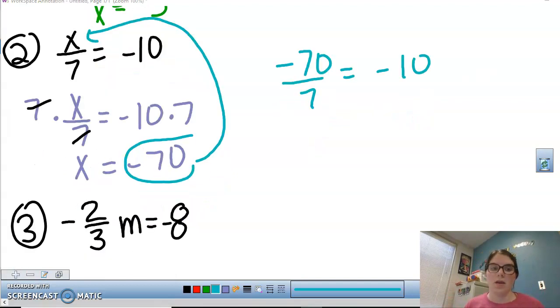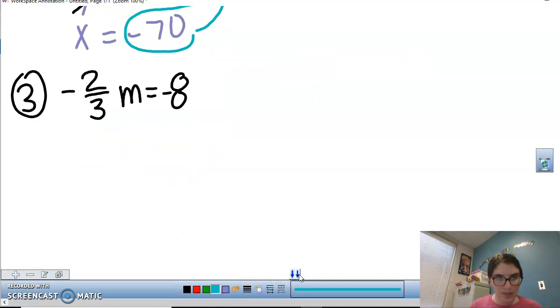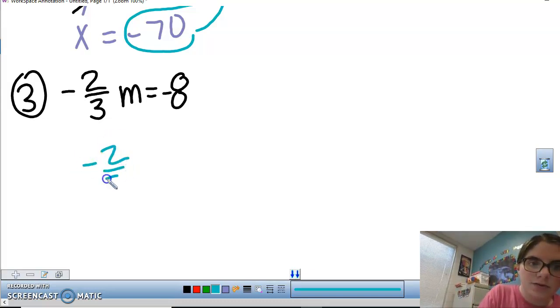All right. Our last one, these are probably the hardest ones out of all of them. -2/3 times m equals a -8. So I'm going to rewrite it down here. So -2/3 m equals a -8.